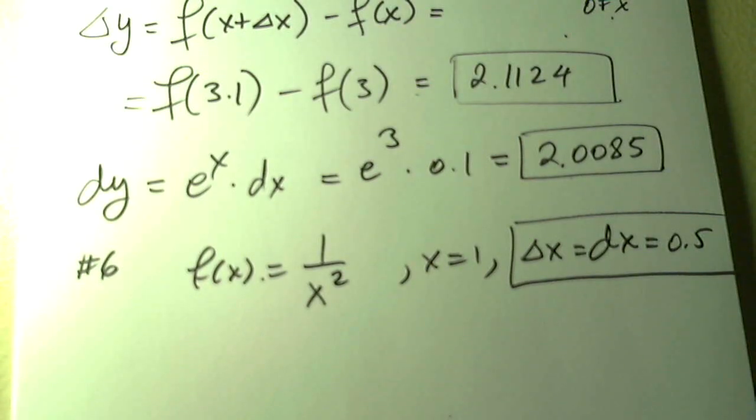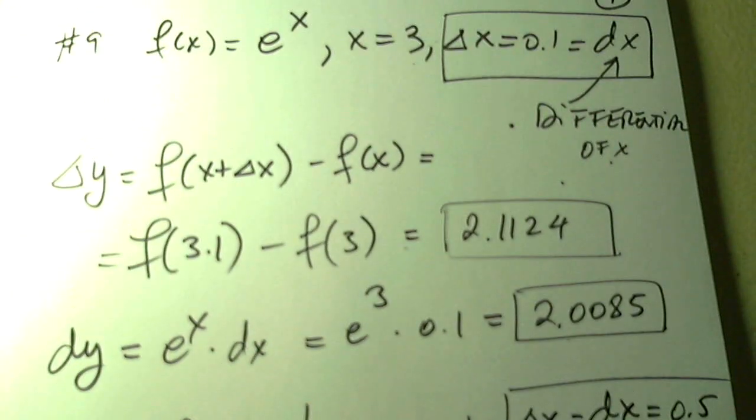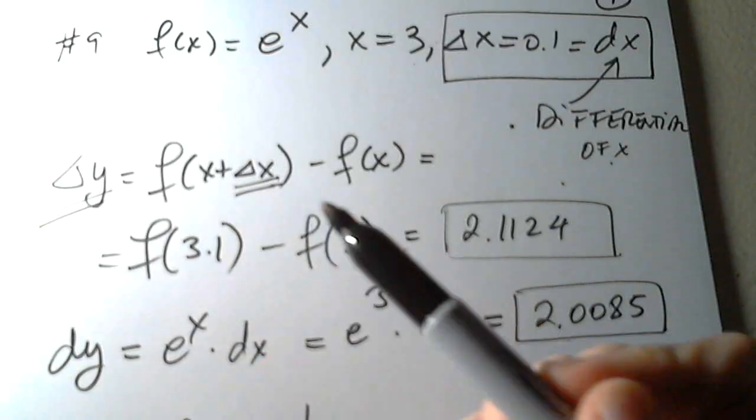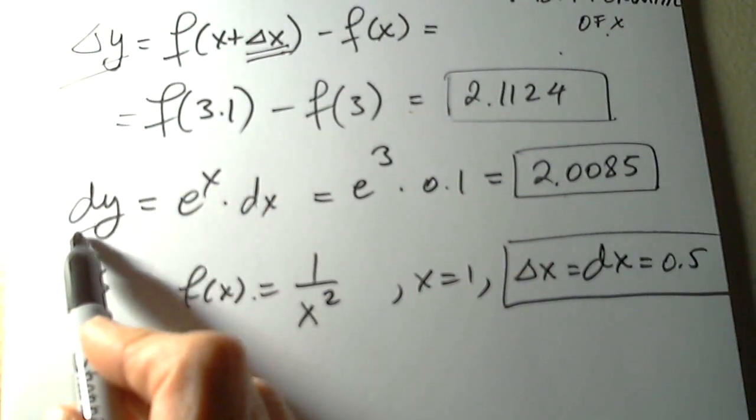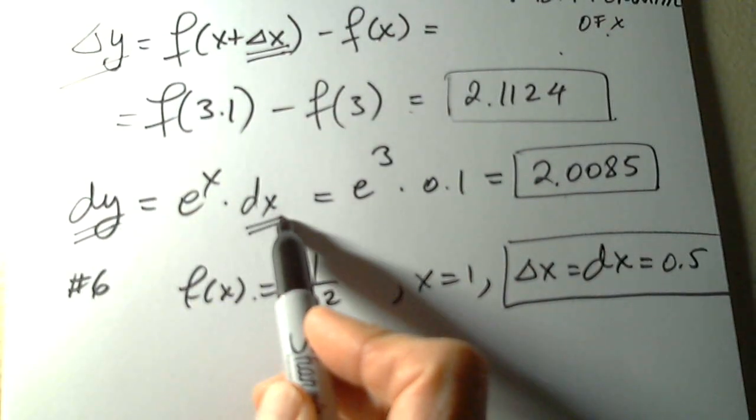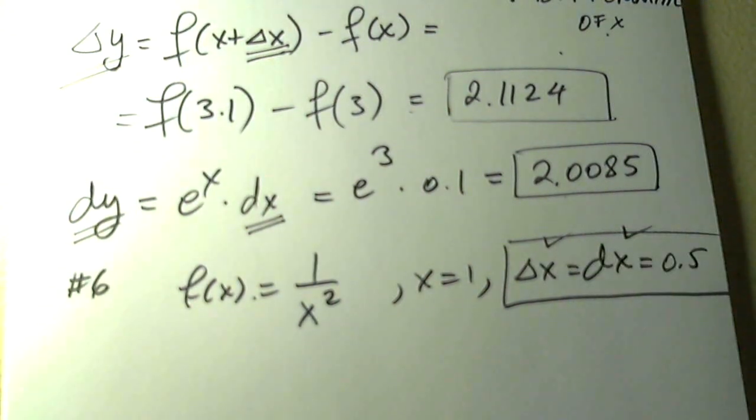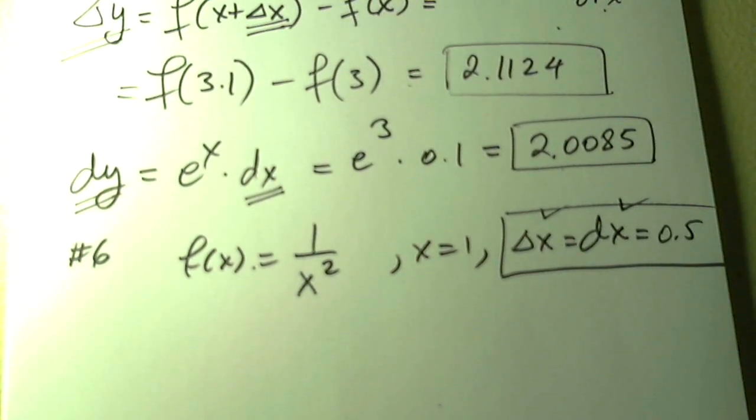Why do we use 2 different notations? Because when we use delta y, we want to keep the notation delta x. When we use dy, we want to keep the notation dx. That's the only reason. But they are absolutely identical, always.